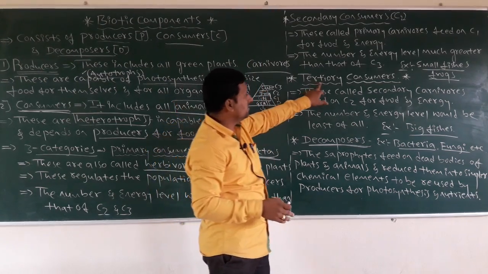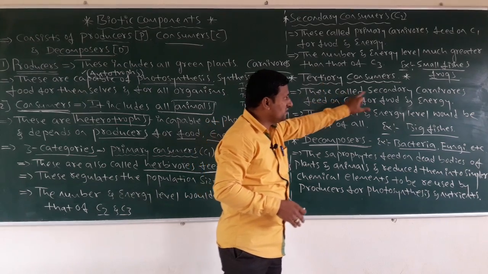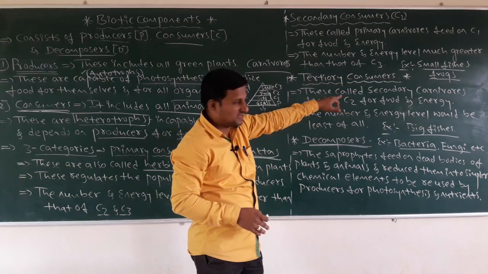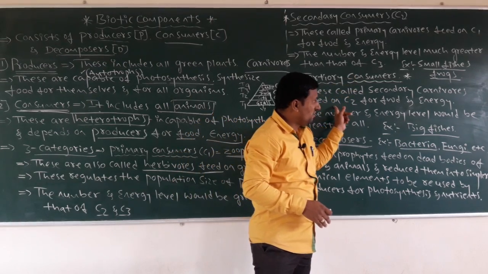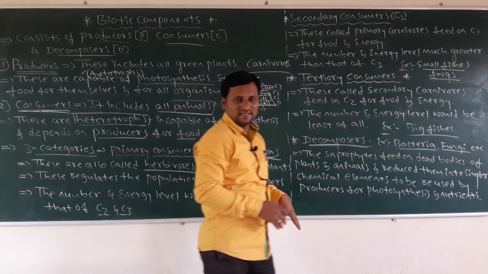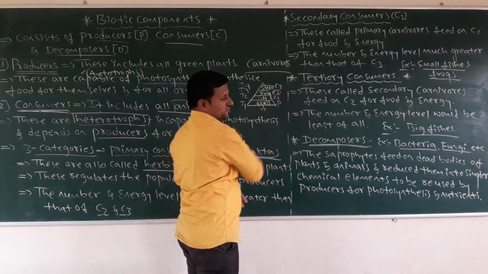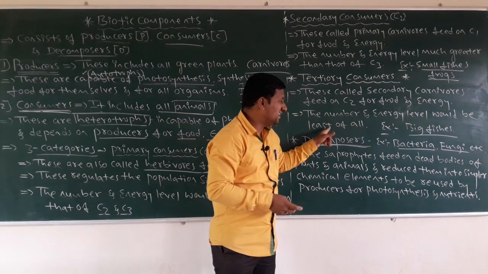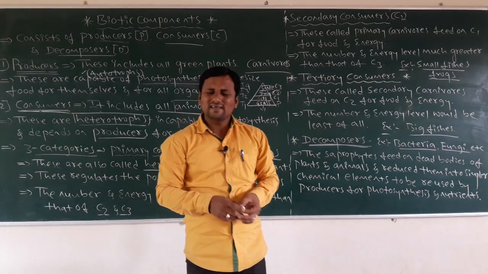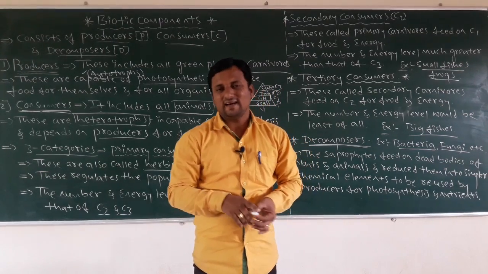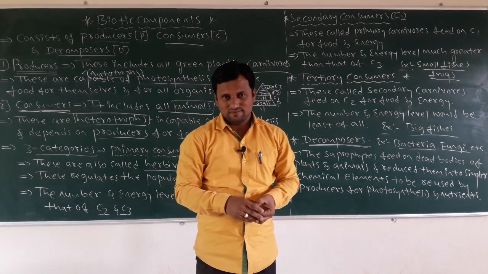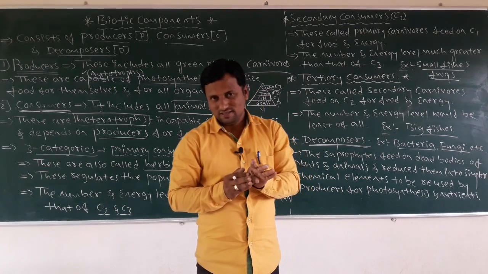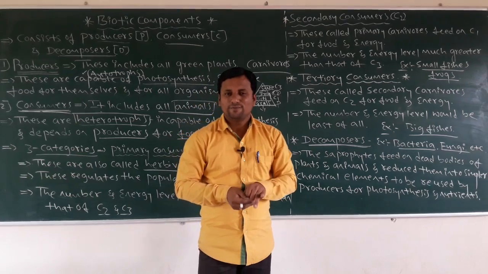Okay, then come tertiary consumers. These are called secondary carnivores. Those are primary carnivores and these are secondary carnivores, and these feed on C2 for food and energy. The number and energy level would be least of all. That is the top carnivore. The top carnivore's number is almost the least compared to C2, compared to C1 and compared to the producers.